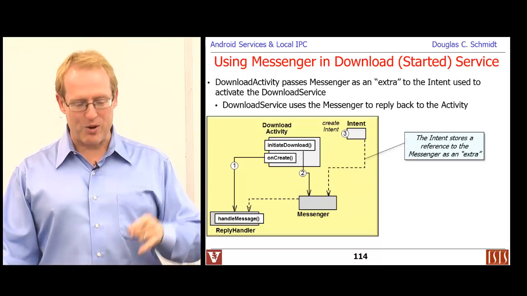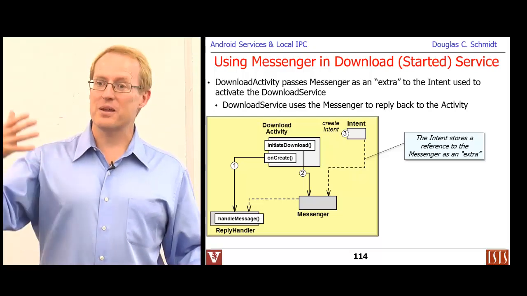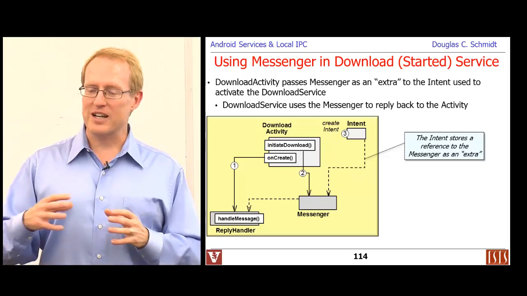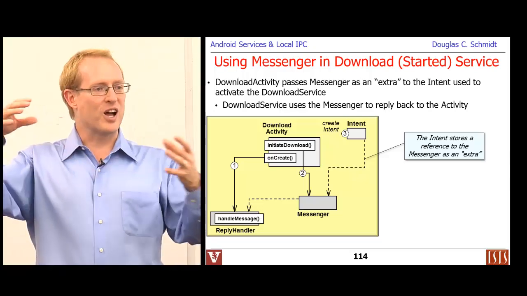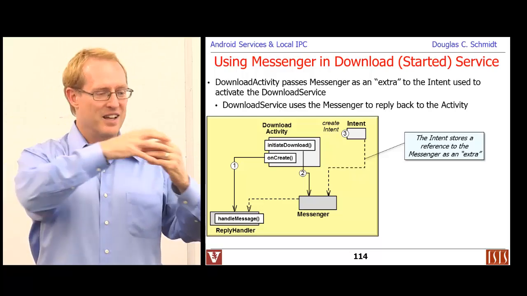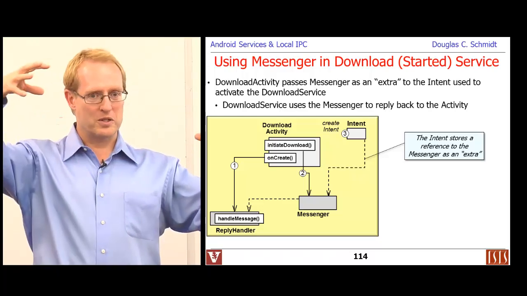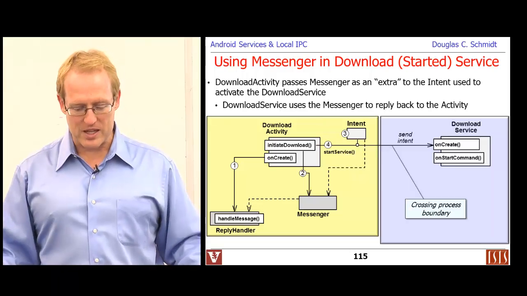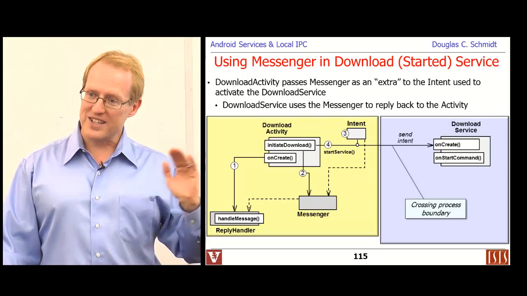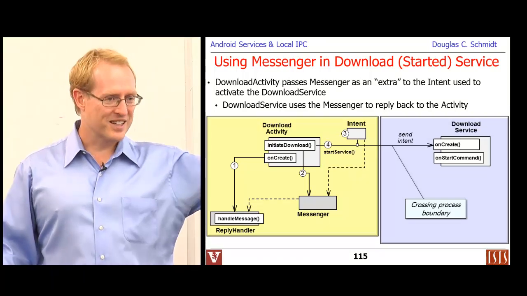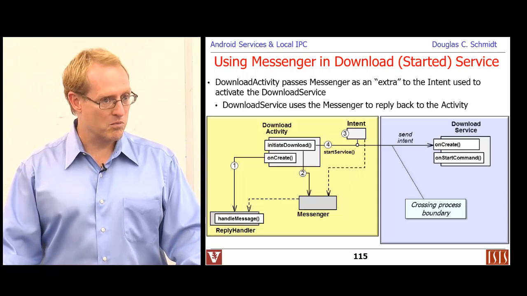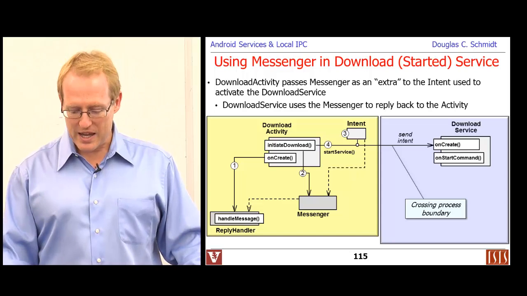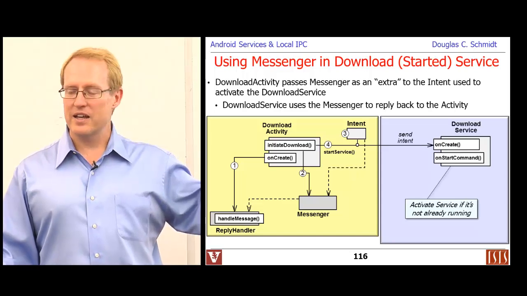We then go ahead and create an intent, and we associate the messenger with the intent. So we can stick it in the intent as an extra. So now it's kind of like those Russian dolls that nest, right? We've got a handler nested inside a messenger, which is attached as an extra inside an intent. And then we can go ahead and say start service, passing the intent, which contains the messenger, which contains the handler. And that ends up doing various things. Let's say in this particular case, it's going to end up crossing a process boundary, and we're going to have a service activated if it's not already running.